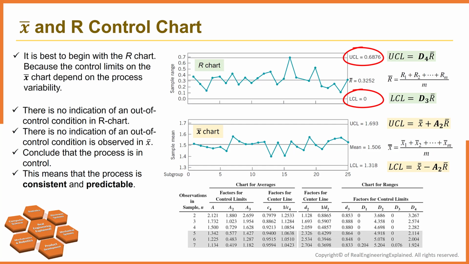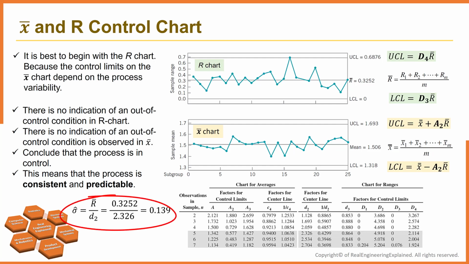Since the range chart is in control, you can estimate the standard deviation. In this equation, the value of d2 for 5 observations in a sample is found in this table, which is 2.326. So the estimated standard deviation is 0.139 for this process.